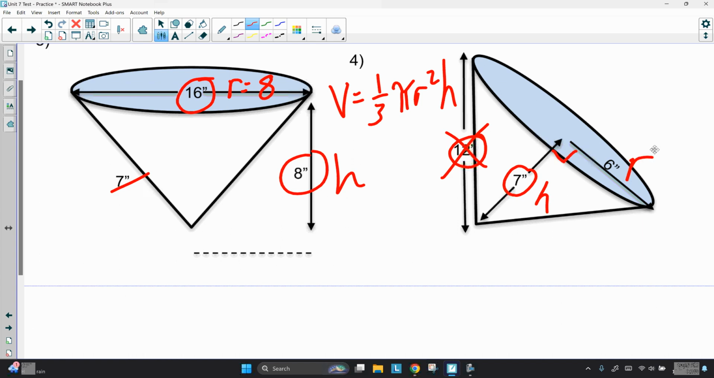So, as always, just plug in what you know. Volume is going to be 1/3 times pi, but we're using 3.14, times the radius, which is 8, squared, times that height, which is 8. A lot of 8s for this one.